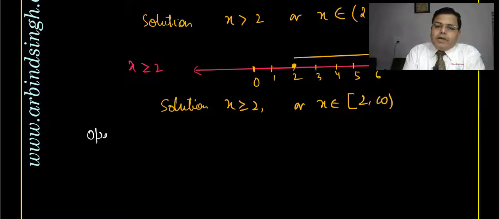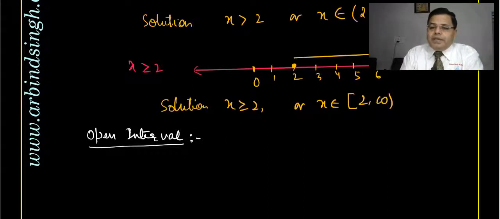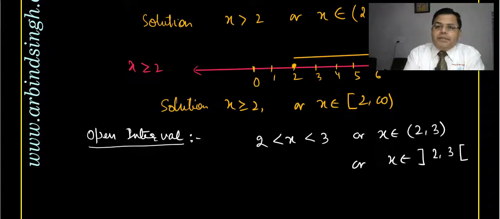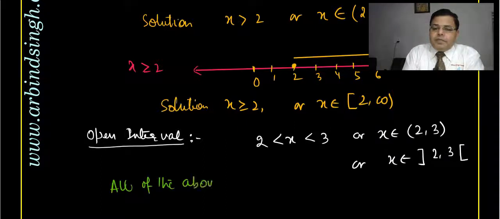One is called open interval, and another is called closed interval. So what is an open interval? If I am writing x is greater than 2 and less than 3, it means x can have values between 2 and 3. Somewhere it can also be represented like this, with open brackets, like an open door. That is also an open interval. All of the above represent the same value.